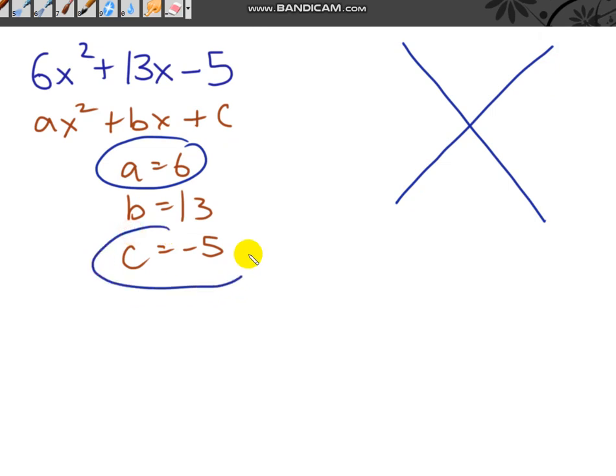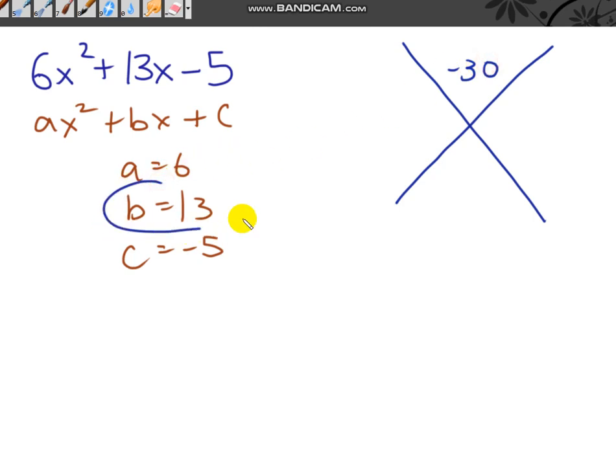A times c goes on top. 6 times negative 5 is going to be negative 30. This number goes on the bottom. You're trying to find two numbers that multiply to negative 30 and add up to positive 13. I think it's positive 15 and negative 2. 15 times negative 2 is going to be negative 30, and 15 plus negative 2 will get you positive 13.